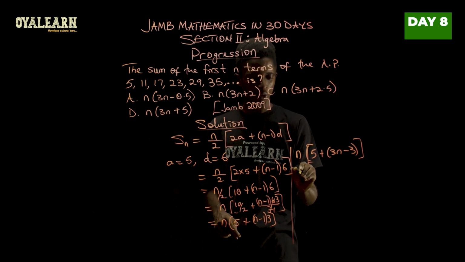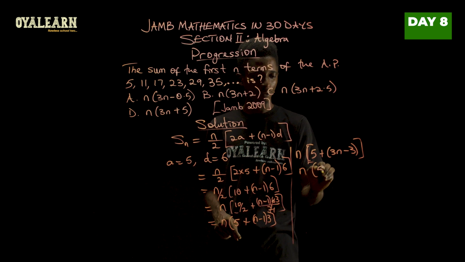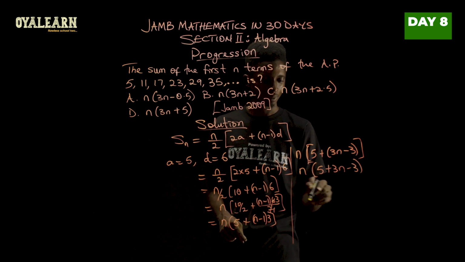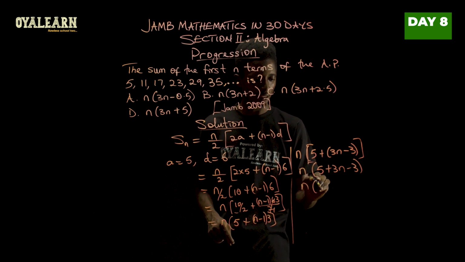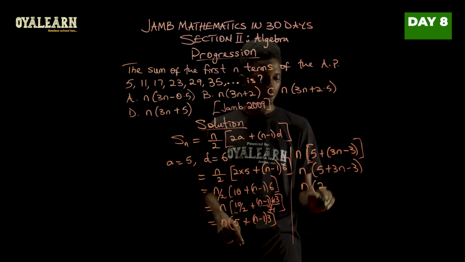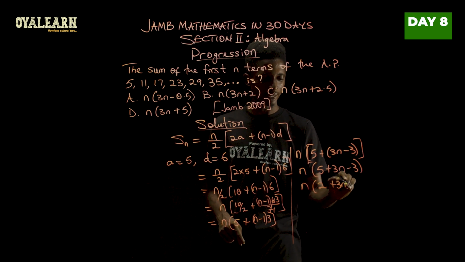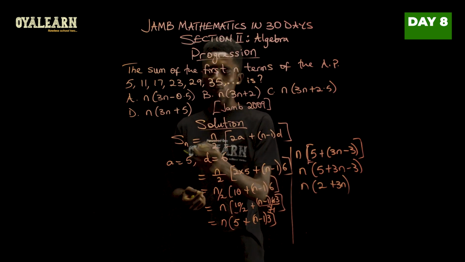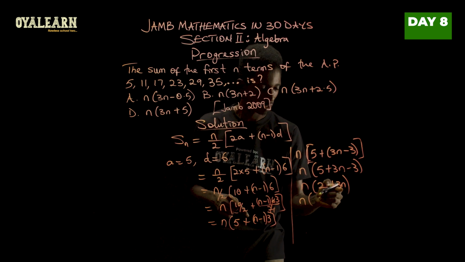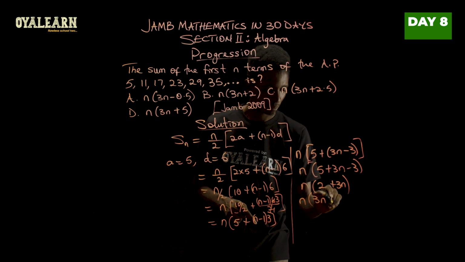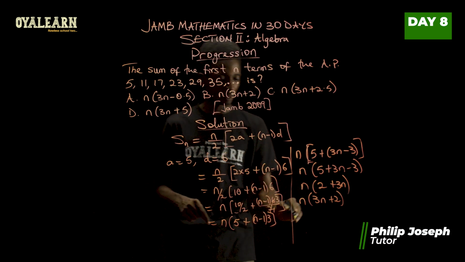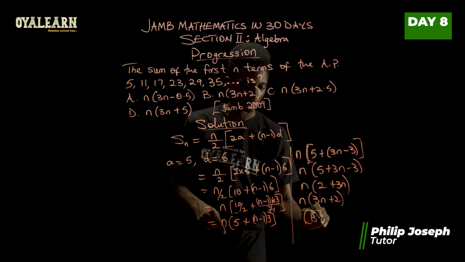Now let's open this up. So n would then be 5 plus 3n minus 3, and then we have n into 5 minus 3 will give us 2 plus 3n. Now we can rearrange it, because if you see in your options we have 3n placed first. So we'll have n into 3n plus 2, and this is exactly what we have in option B. So our answer would be B.